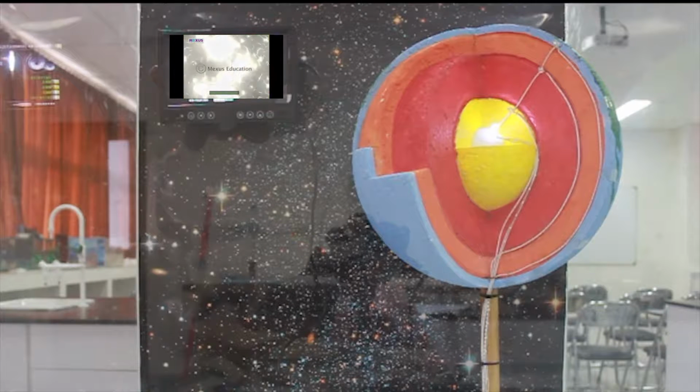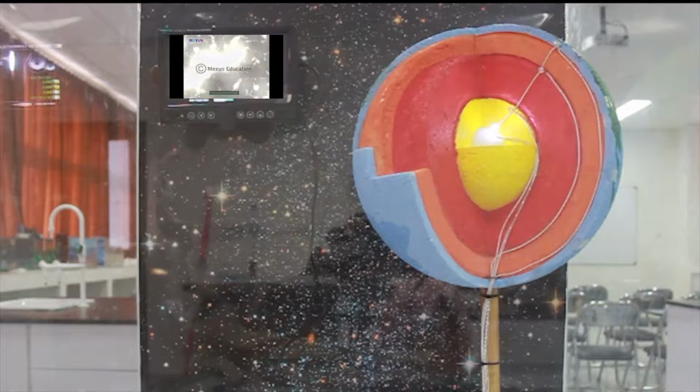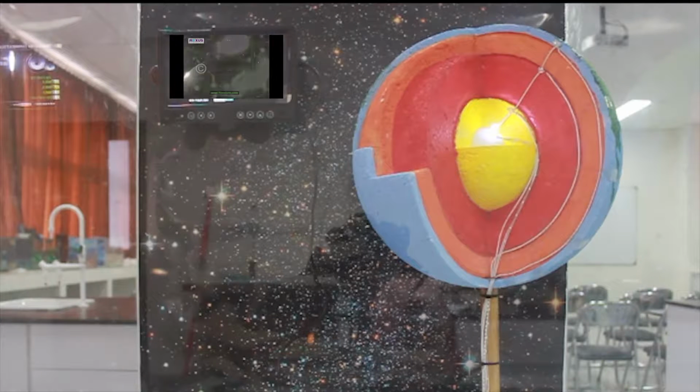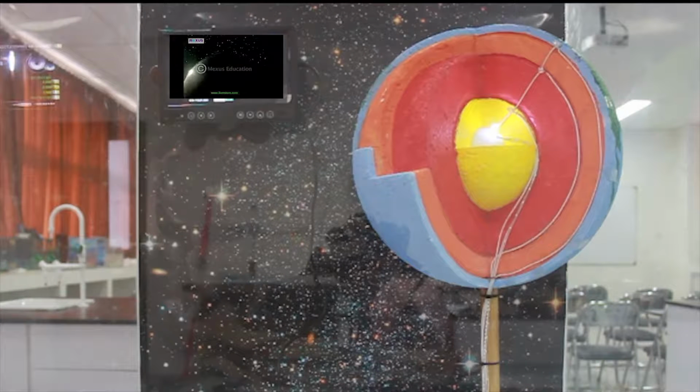Deep within the core of the Earth, there are radioactive elements, such as uranium. These elements give off heat when they decay. This lowers the rate at which the Earth is cooling. But the core also has a very important function. It is responsible for the magnetic field of the Earth.